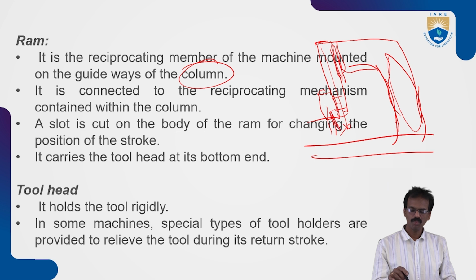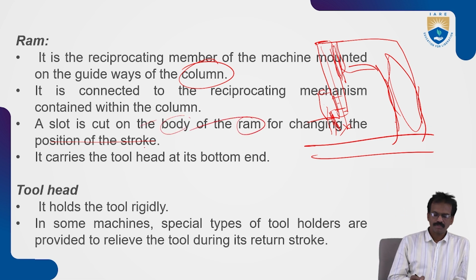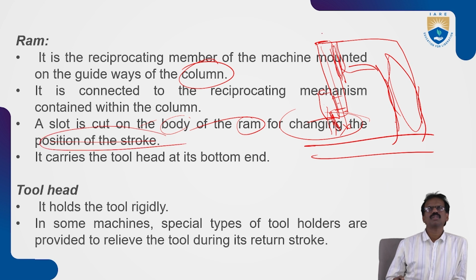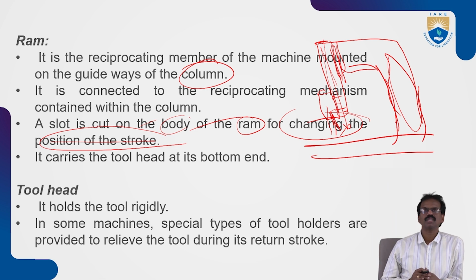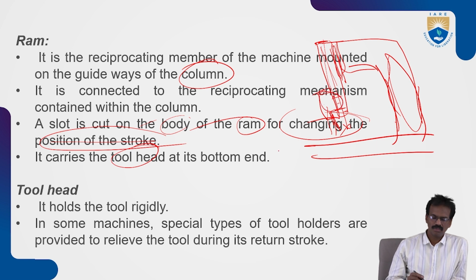Okay, when the ram moves, automatically the single point cutting tool also moves in upward and downward direction. The slot is cut on the body of the ram for changing the position of the stroke. You can change the positioning, so the movement distance or movement length can be changed. Okay, so it carries the tool head, you know that tool head.